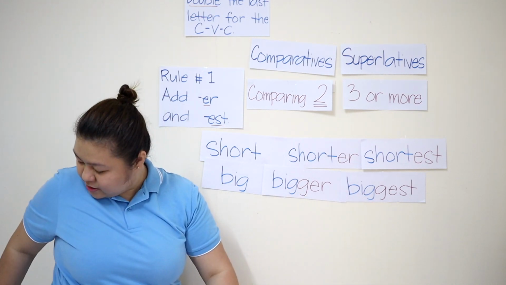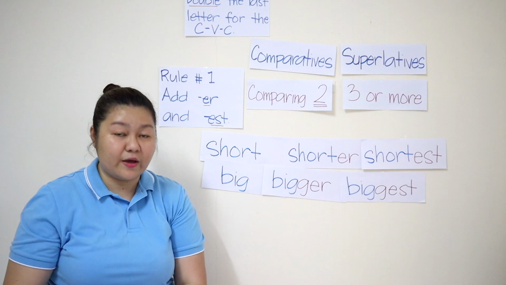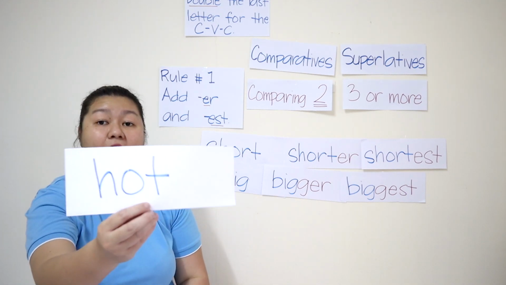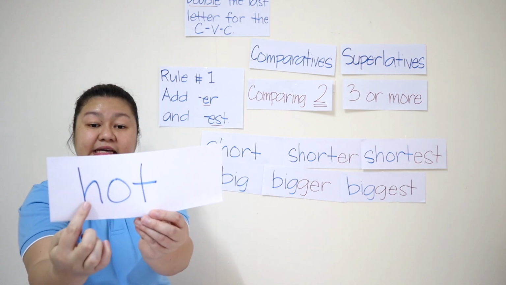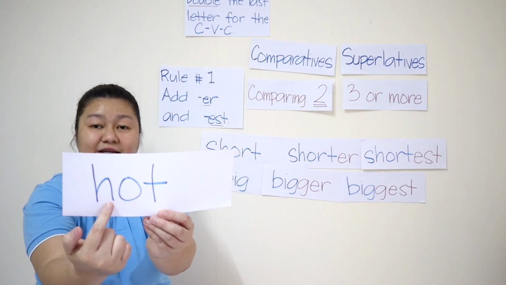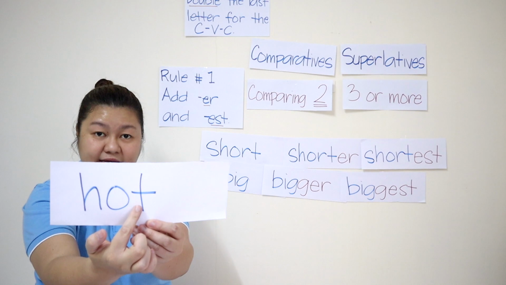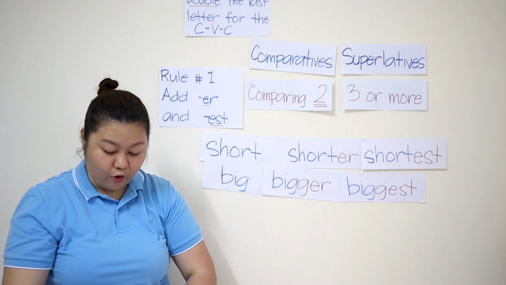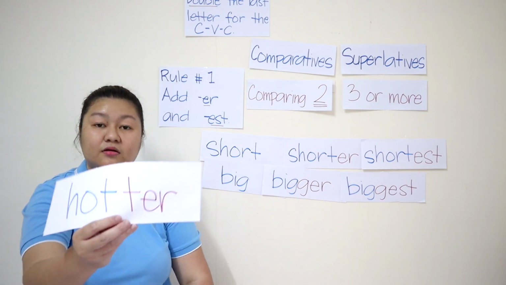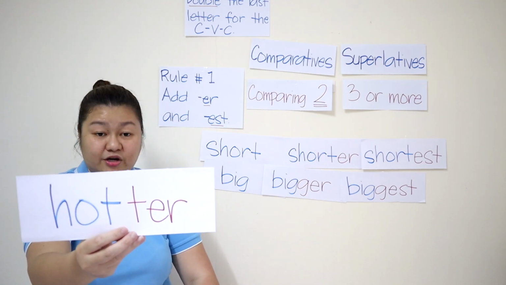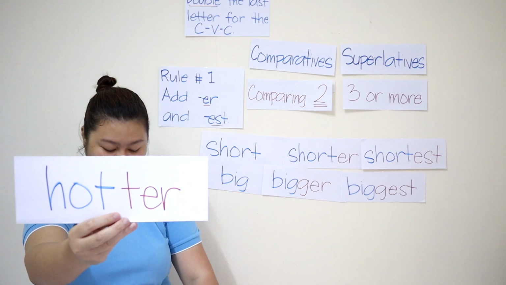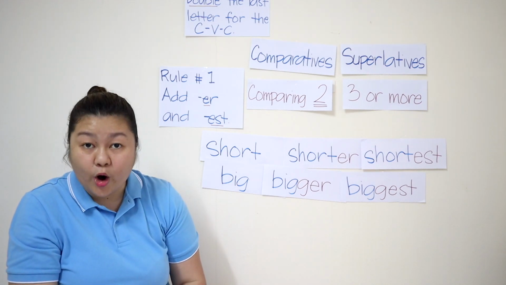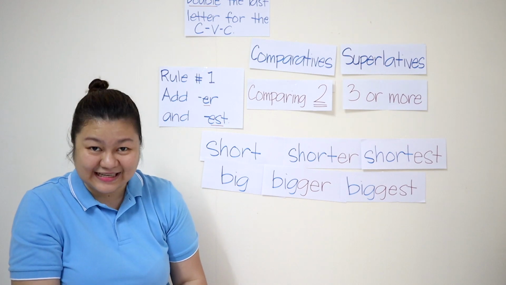And then another example, we have the word hot. CVC, consonant, vowel, consonant. So the word hot in the comparative form becomes hotter. And in the superlative form, it becomes hottest.